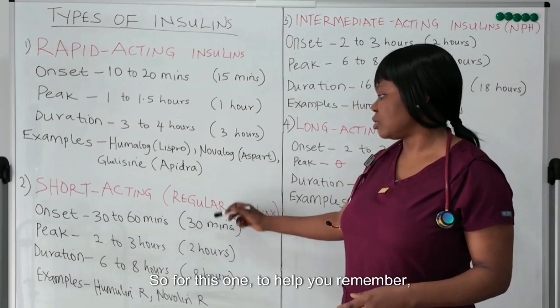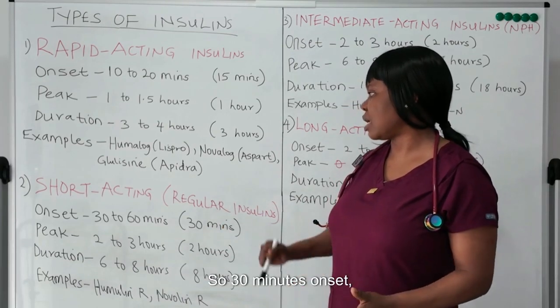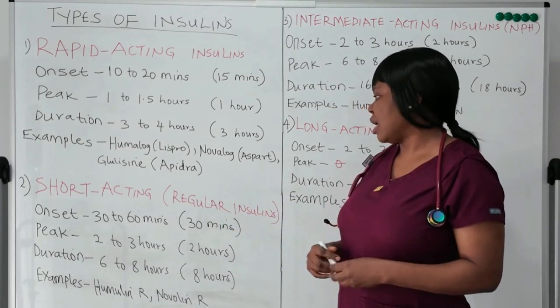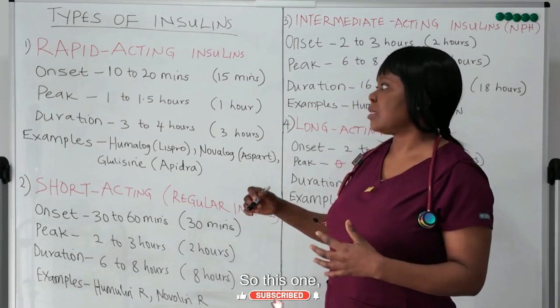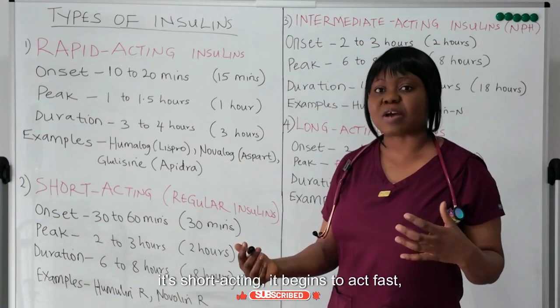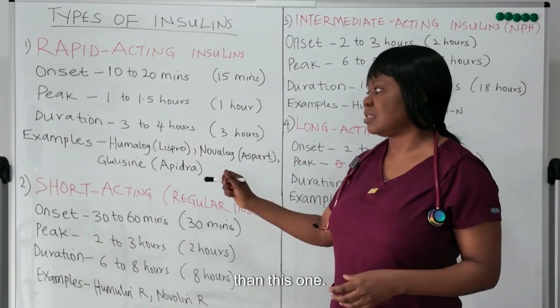So for this one, to help you remember, 30 to 8. So 30 minutes onset, 2 hours peak, duration 8 hours. And examples of these ones are the Humulin R, Novolin R. So this one, just like rapid-acting insulin, it's short-acting. It begins to act fast, though the rapid one acts faster than this one.